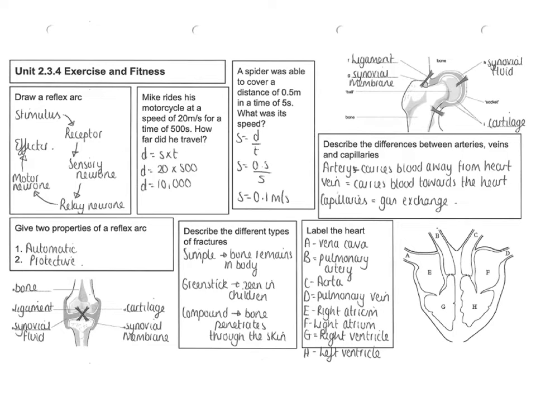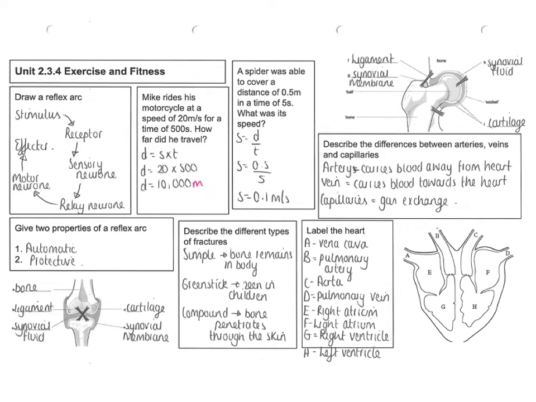Mike rides his motorcycle at a speed of 20 metres per second for a time of 500 seconds. How far did he travel? So distance equals speed times time. Distance equals 20 times 500. Distance is 10,000. I forgot my unit, which is metres.